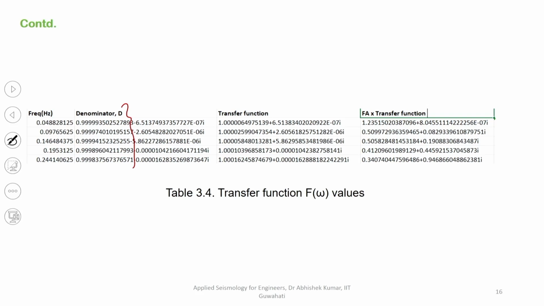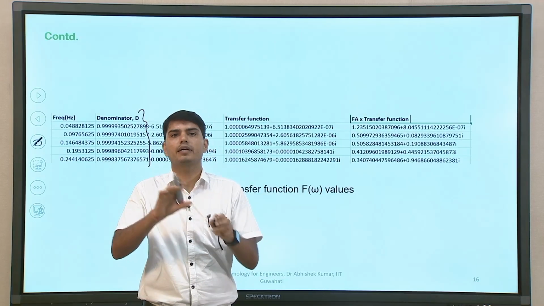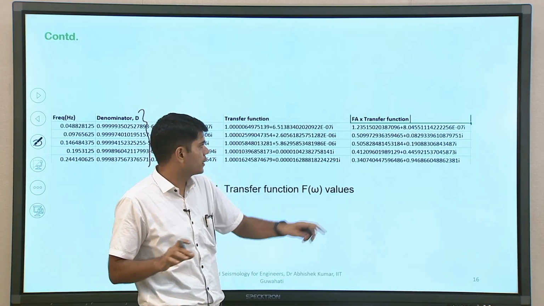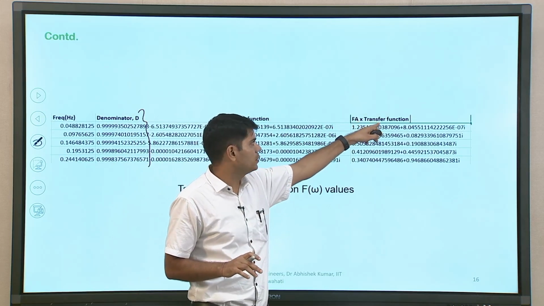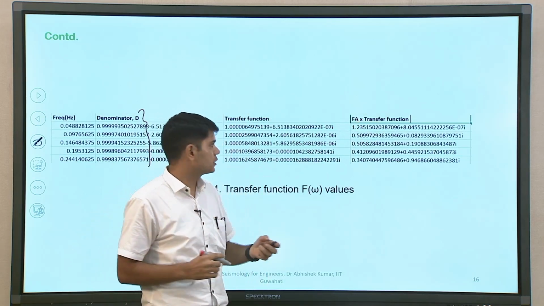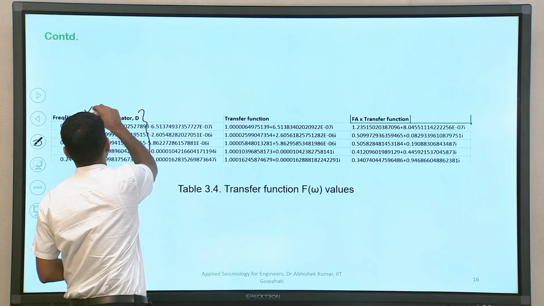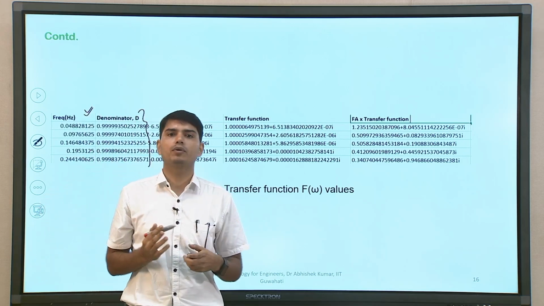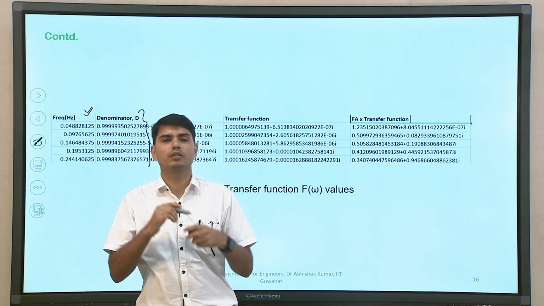Amplitude of the transfer function you have to find out using the absolute value of the transfer function, and then multiply with respect to the Fourier amplitude. So, right now we are only considering the transfer function multiplied with the Fourier amplitude. Fourier amplitude we have already calculated in the earlier slide by using input motion and transferring it from time domain to frequency content. So, this is also in frequency domain, the transfer function we are also estimating with respect to the frequency content. So, both the things, Fourier amplitude as well as transfer function, are in frequency domain.